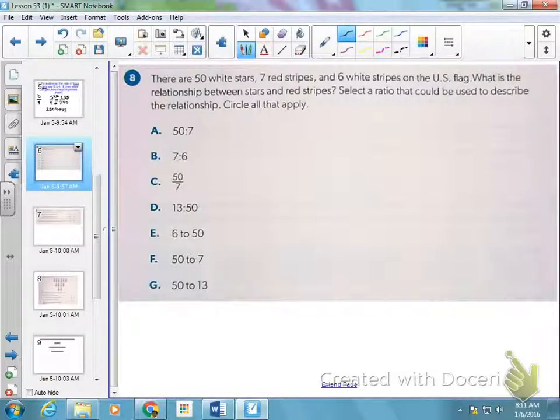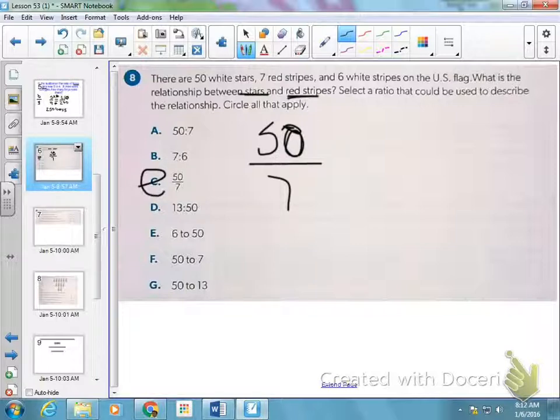Okay, so for this one, it tried to trick you because it threw in 3 different numbers. But only look at the ratio that it's asking you to describe. What is the relationship between stars and red stripes? So I have 50 stars and 7 red stripes. Now, I automatically see one that I know works. C is going to work.